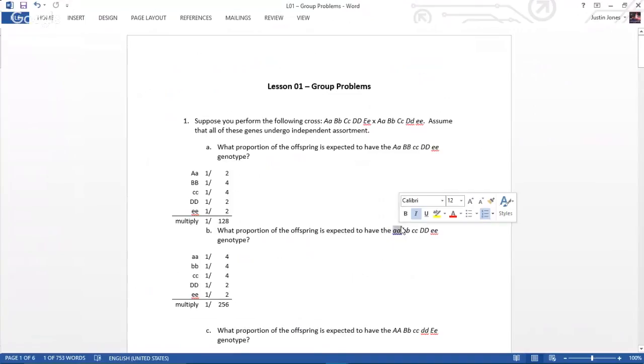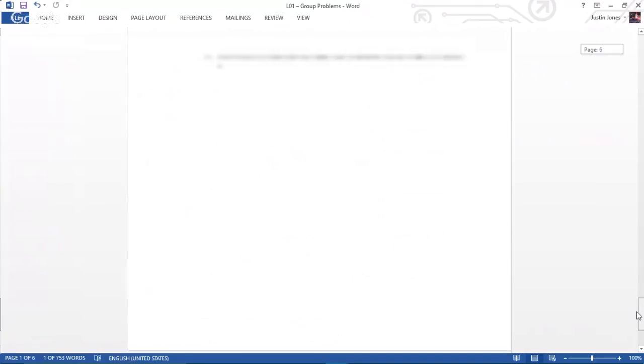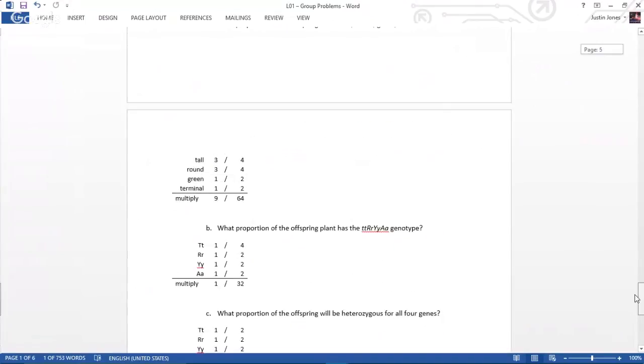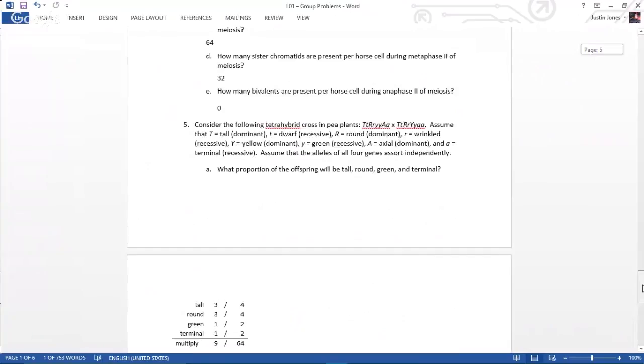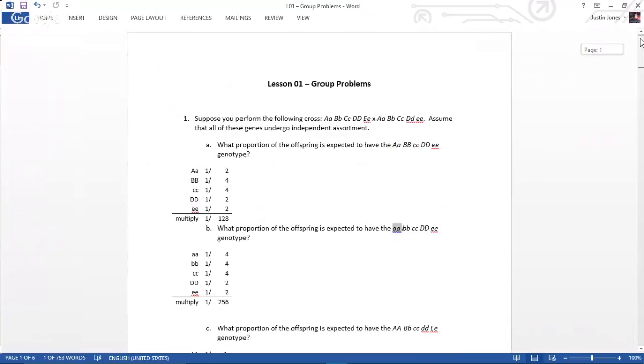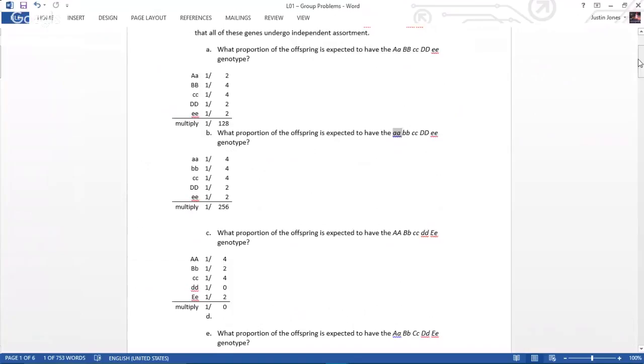And you do the same things over and over again for problems number 1 and number 5. On this one, I got these numbers. So for A's 1/4, B's 1/4, C's 1/4, D's 1/2, E's 1/2, for a total of 1 out of 256.